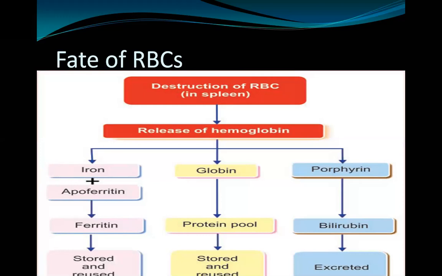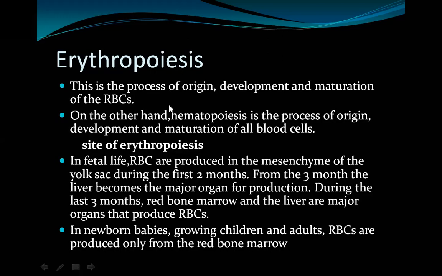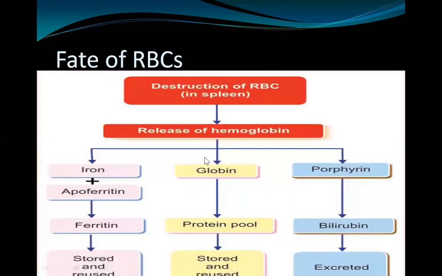We say old or senile red blood cells are destroyed by the reticuloendothelial system, of which the major part is the spleen. After their lifespan has ended, they are destroyed in the spleen. The red blood cells are non-nucleated, but the major component they are made up of is hemoglobin. So after they are destroyed, they will release hemoglobin.